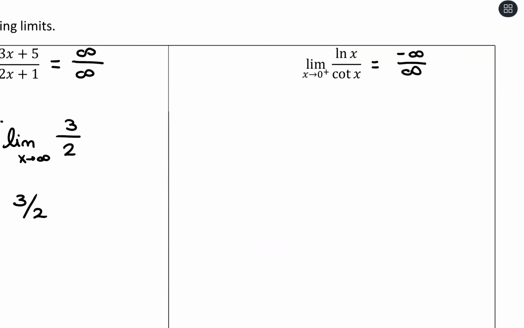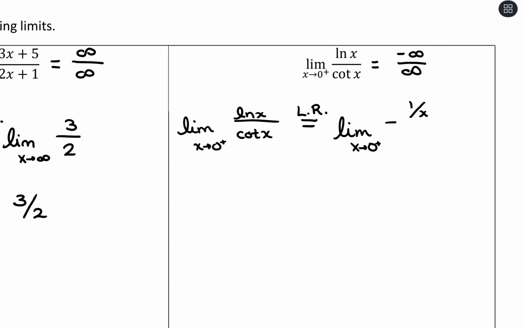So like I was saying, positive, negative doesn't matter. It's just having infinity over infinity is going to be our indeterminate form. So we're evaluating the limit as x approaches 0 from the right of natural log of x over cotangent of x. And we're going to apply L'Hopital's rule. So we're still taking the limit as x approaches 0 from the right. Derivative of natural log of x is 1 over x, divided by derivative of cotangent x is negative cosecant squared of x.